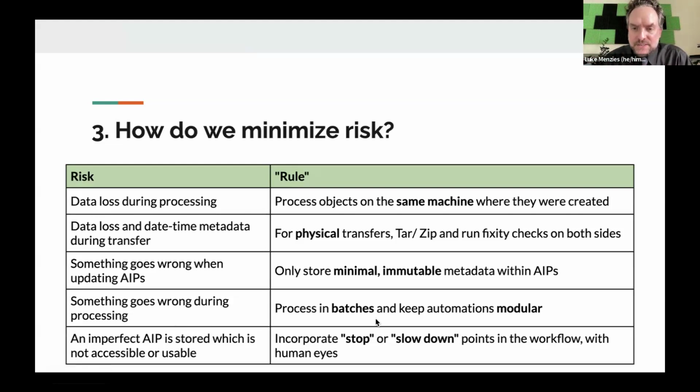We process in batches. We try to keep things modular, and we also incorporate these stop or slow down points in our workflows so that humans can check and make sure that things are operating the way they're supposed to operate. And those checks have saved us quite a bit on several occasions, because machines, as we know, only do exactly what they're told to do, and sometimes they get it wrong.